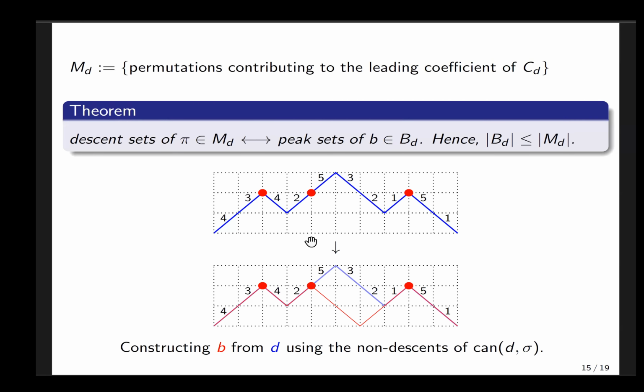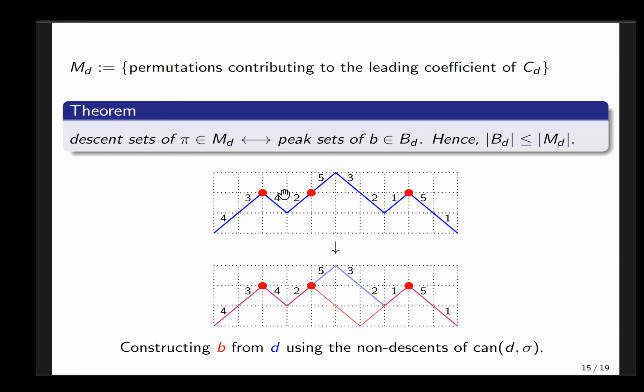But essentially, we got a bijection between the descent sets of the maximizers of those polynomials. So meaning, I want to understand the leading terms of this polynomial CD. So I want to understand what are the canon permutations, set MD here, contributing to the leading coefficient. And these canon permutations contributing to the leading coefficient, these maximizers of descents, they have descent sets that are in bijection with peak sets for these almost bounce paths.